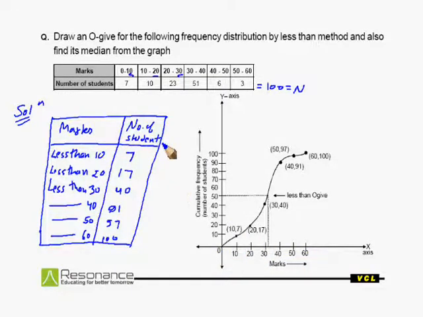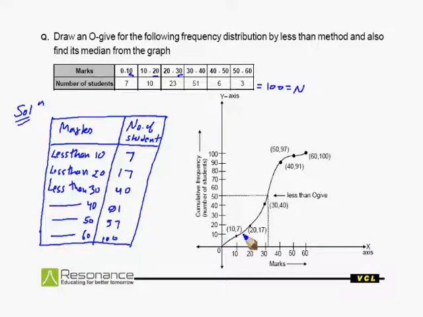Now as the total number of students is 100, on the y-axis we have to draw the number of students, that is from 0 to 100. So each unit is of 10 students. On the x-axis each unit, or you can say one big box of the graph, is equal to 10 marks, and on the y-axis one big box is equal to 10 students.